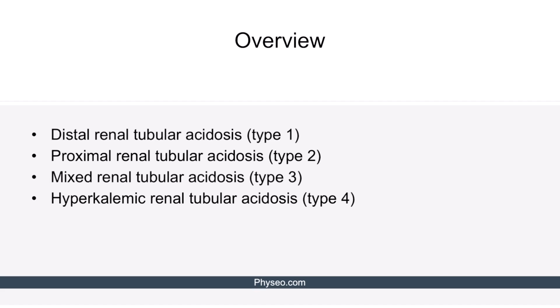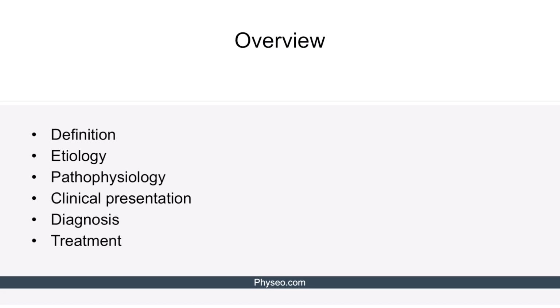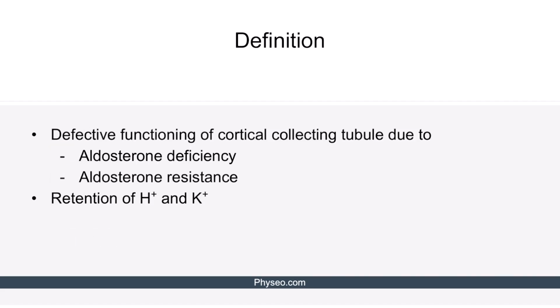Okay, now let's move on to the last topic, hyperkalemic renal tubular acidosis, or type 4 RTA. Again, let's begin with the definition. Type 4 RTA, or hyperkalemic renal tubular acidosis, is defined as defective functioning of cortical collecting tubules due to either aldosterone deficiency or aldosterone resistance.